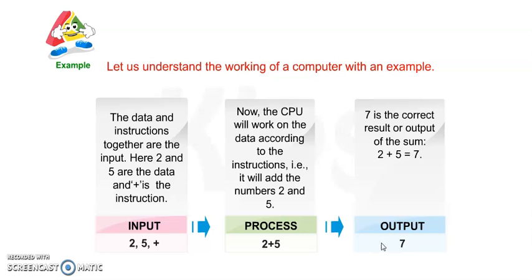So these are the main steps of computer working: input, process, output. It is also called the IPO cycle. I for input, P for process, and O for output.